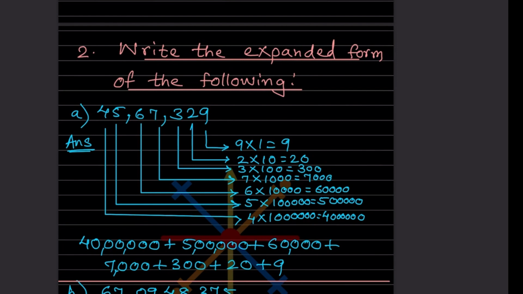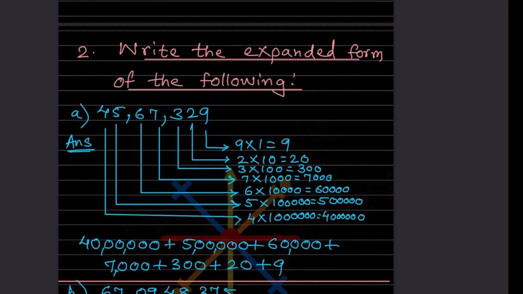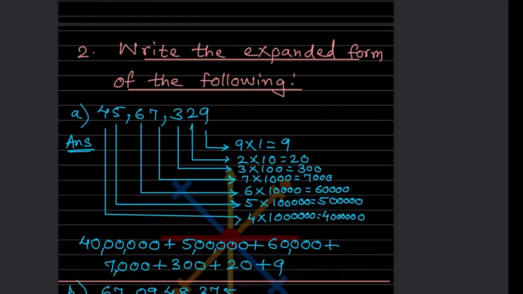So what are you going to do? You are going to go in the reverse order. You put this number over here, this over here, this over here, and so on. They didn't ask you for the final answer, they just said to write the expanded form of the following. Sometimes they might ask you for the final answer, so you add all of these and write the final answer. Hope that is clear.